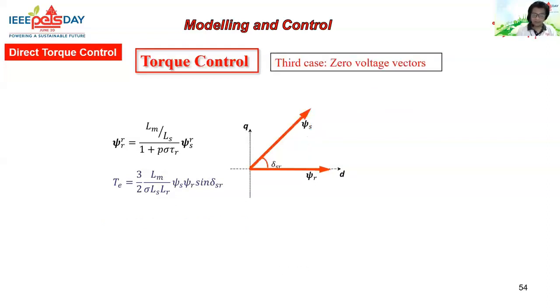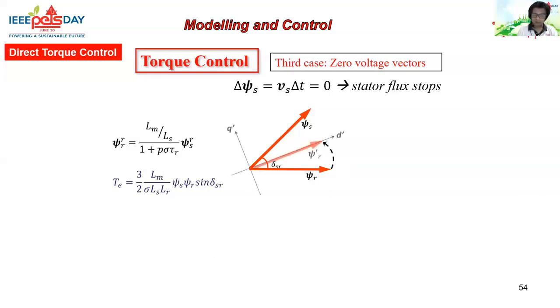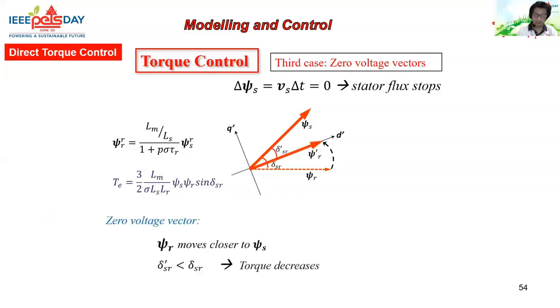There is another, the third way of controlling the torque, which is to just apply a zero voltage vector, because we know from the equations that a zero voltage vector will leave the stator flux not moving, or not changing with time. What happens is that the rotor flux will move closer to the stator flux, which means that the torque will decrease slowly. And when this happens, the flux is basically not moving. Theoretically, it will not move with time because of the zero voltage vector application.